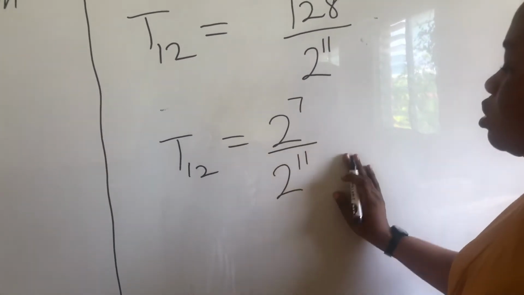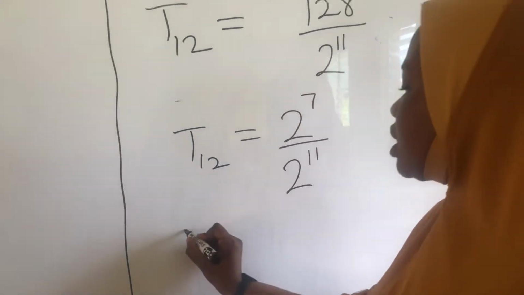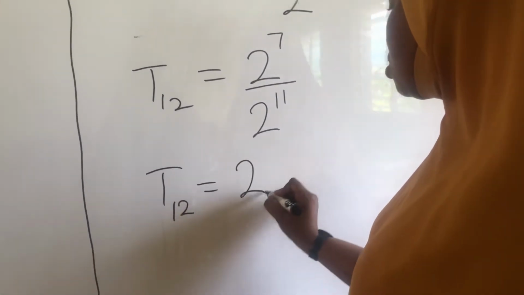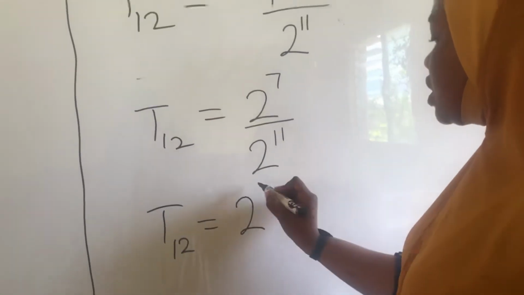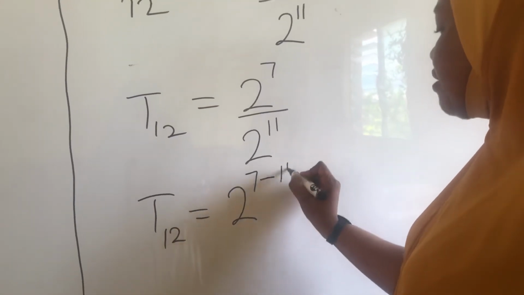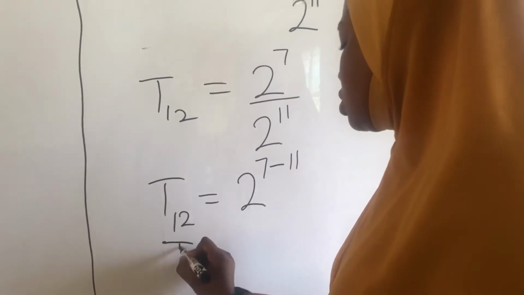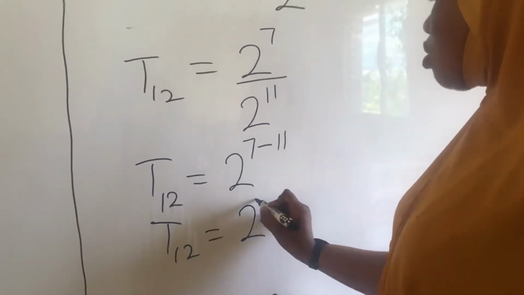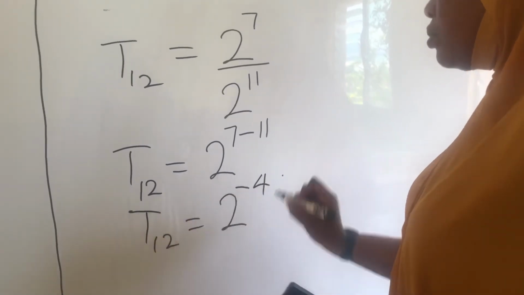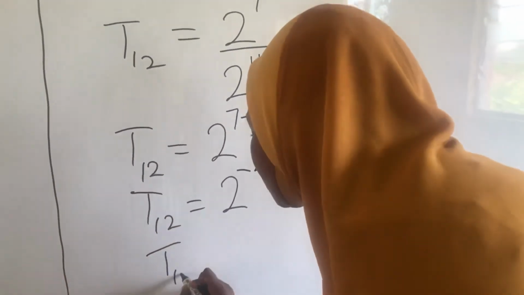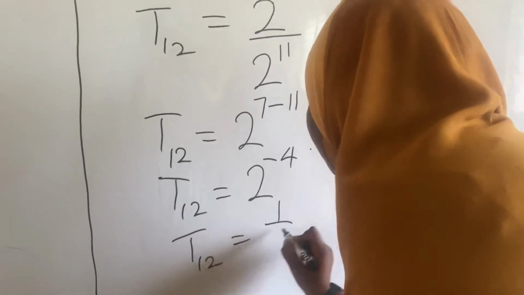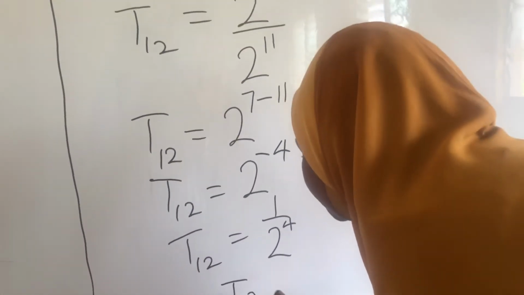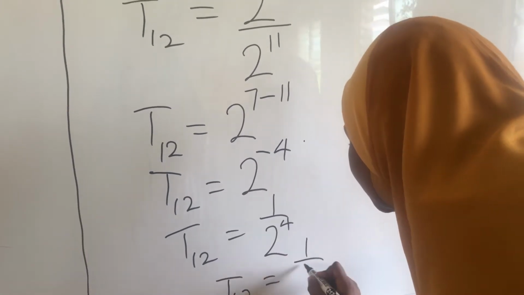Now, according to the law of indices, we can say that the 12th term will be equal to 2 raised to the power of 7 minus 11. So this one will be equal to 2 raised to the power of negative 4. So the 12th term will be equal to 1 over 2 raised to the power of 4. So the 12th term will be equal to 1 over 16.